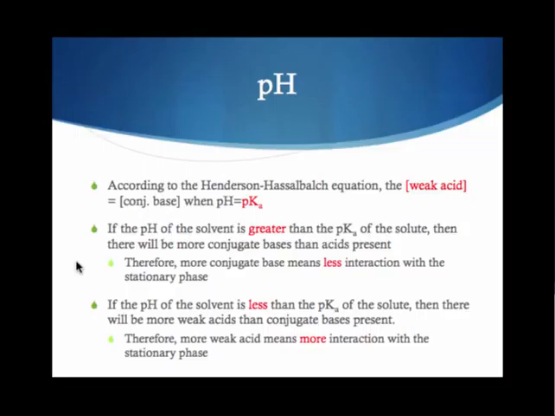Now, this should make sense because if the pH of the solvent is greater than the pKa of the solute, then the solute is going to be more deprotonated than protonated, and therefore it's going to have more conjugate bases present. And if there's more conjugate base present, it means that it doesn't have that hydrogen to interact with the silicon-oxygen bonds of the stationary phase, and it's going to elute off the column faster.